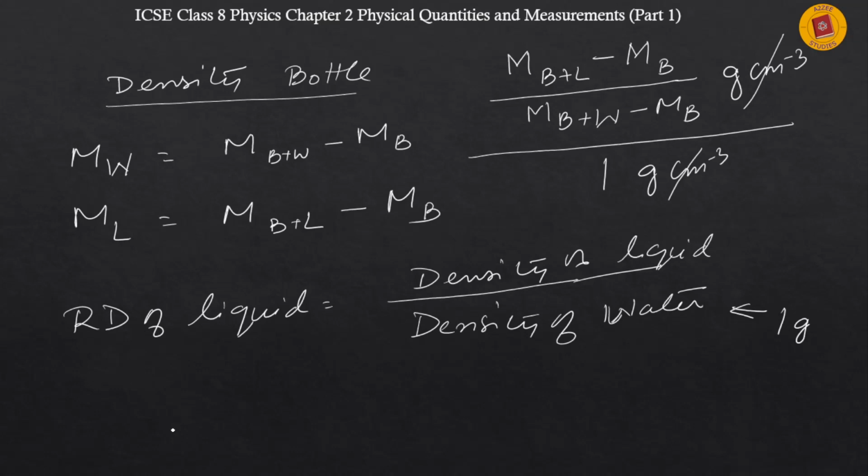Therefore the relative density of the liquid we can write as mass of bottle plus liquid minus mass of bottle, divided by mass of bottle plus water minus again mass of bottle. So this gives us the relative density of the liquid. Okay, so we keep it up to this. We will be continuing with the next part in the next video.